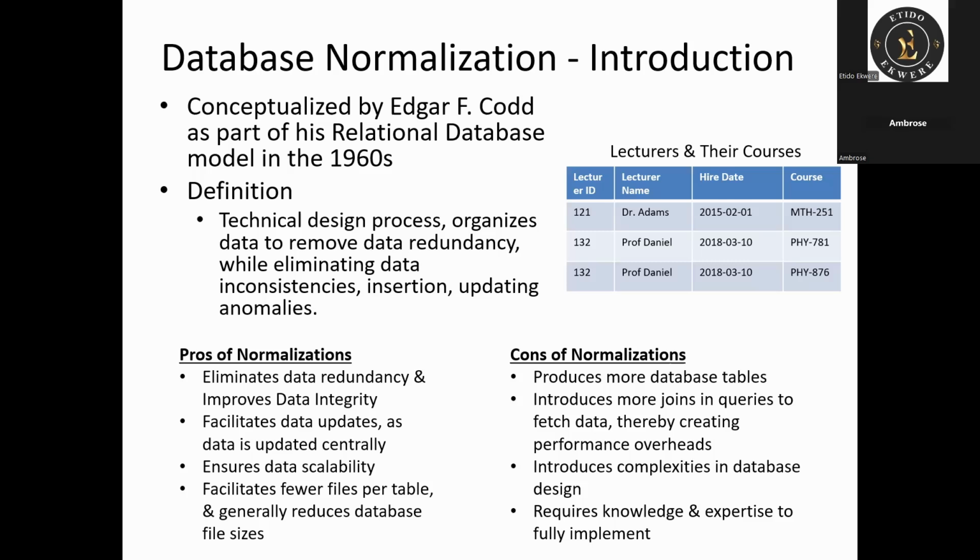It facilitates fewer files per table, like I mentioned, in terms of when you are persisting the files in storage, that is physical disk. And one of the cons you have is if you normalize this data, it's going to produce more data tables. So instead of this, if we do normalization on this now, you're going to have two tables coming out of this. And if you further normalize, you could have three tables, four tables. So your data tables will continue to increase.